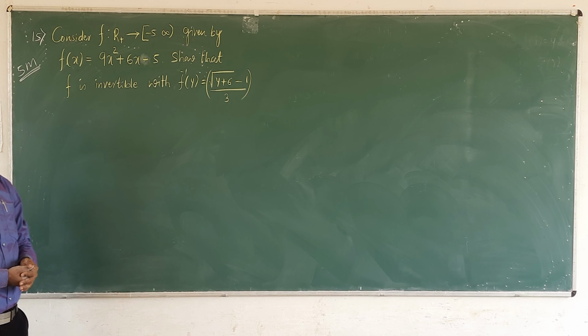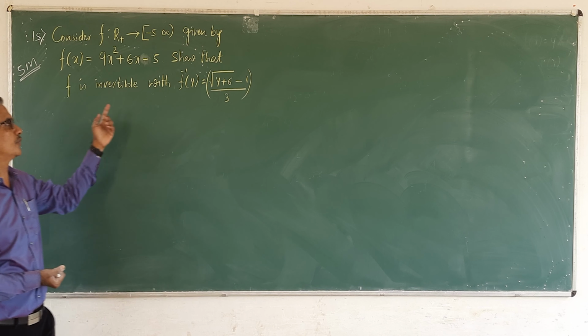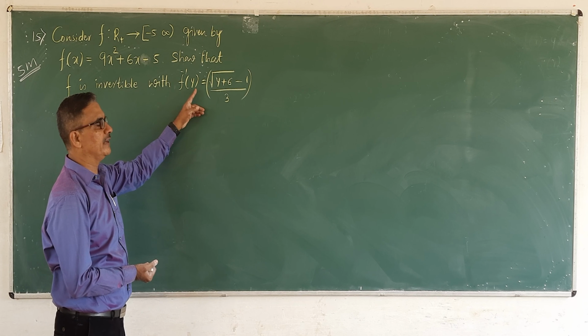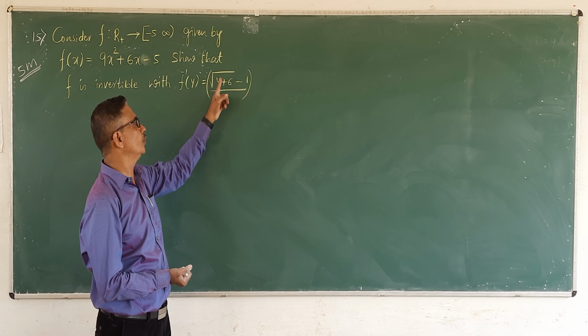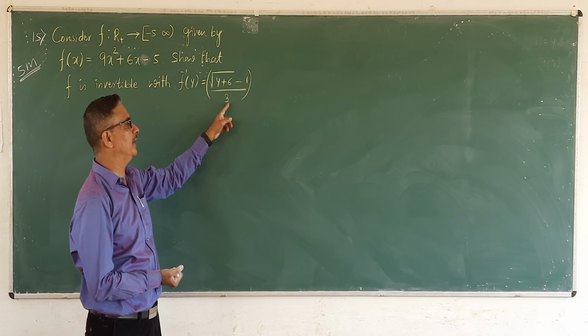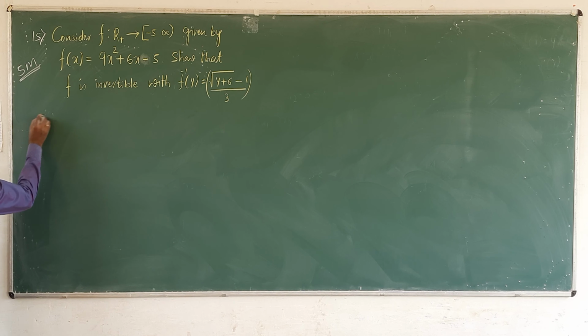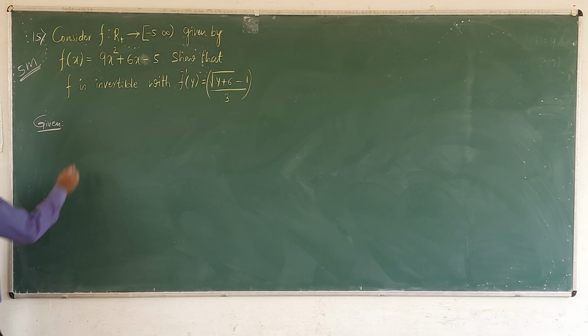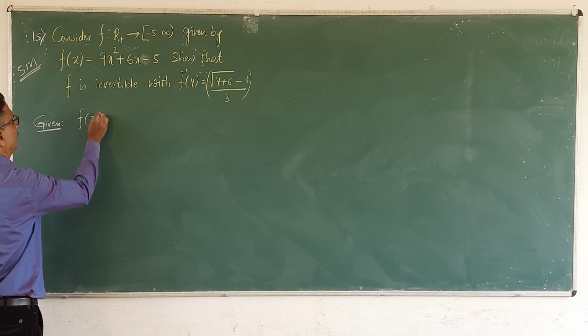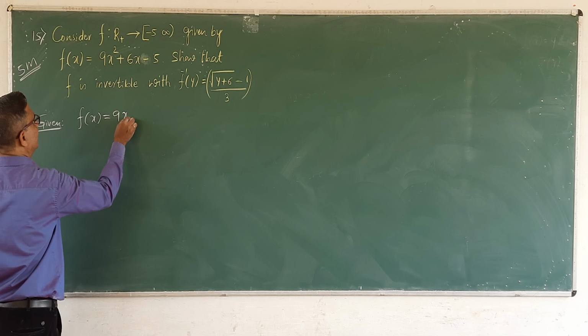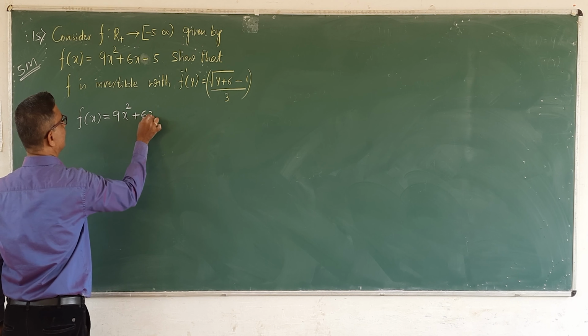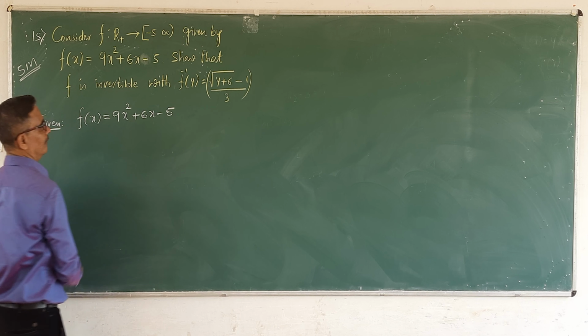Now the question: show that f is invertible function. Also find its inverse. Inverse image of y is equal to root of y plus 6 minus 1 divided by 3. Similar to previous problem, same type. Again it is invertible, so we should prove that it is 1-1 as well as onto. Given data f of x is equal to 9x square plus 6x minus 5.